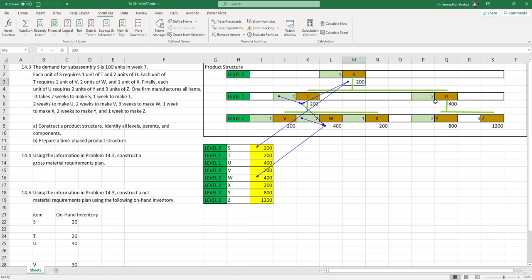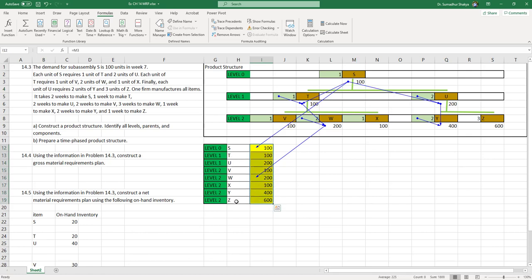So similarly, if you look at how many U's we need, it's derived from 200 times 2, which is 400, and then for Y it is 2 times the 400. So 2 is the multiplier, which is given, times the 400, which is the parent unit that we need to manufacture. So this way, you can change this number depending on what is asked in the question, or however you want to change numbers. So if 100 units of S are required, then these are the quantities that we need for individual components.